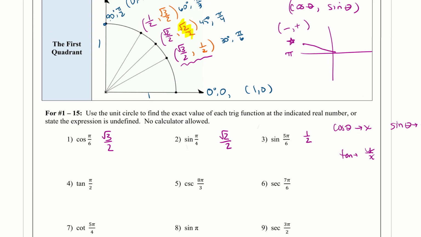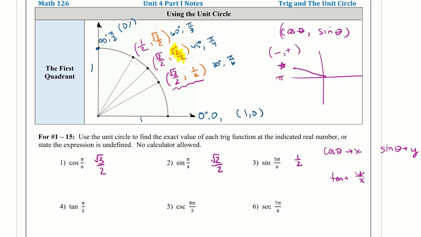Tangent of pi over 2. Tangent, here's your pi over 2, would be y over x. Well, we are actually not allowed to divide by a 0, so we're going to say this is an undefined value. Cosecant, you might remember, is the reciprocal of sine.